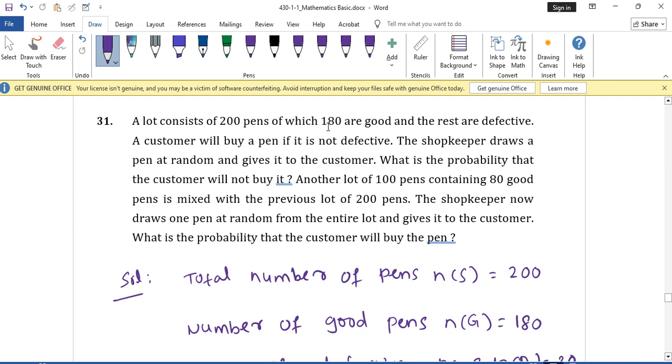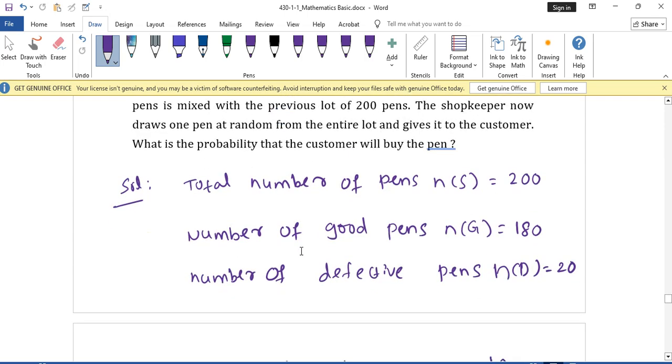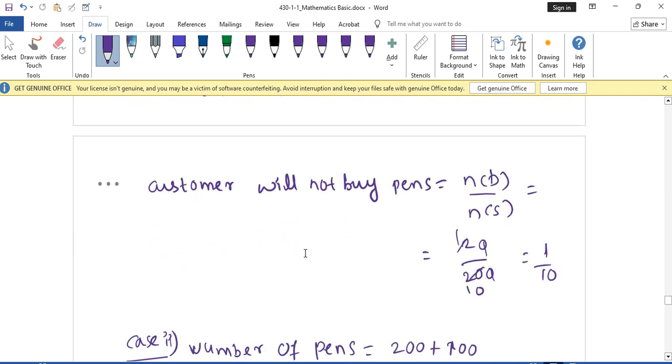In the previous lot 180 are good, and here 80. So 260 are good pens in total and defective pens are 40. In the second case, which pens will the customer buy? The customer will buy good pens only.